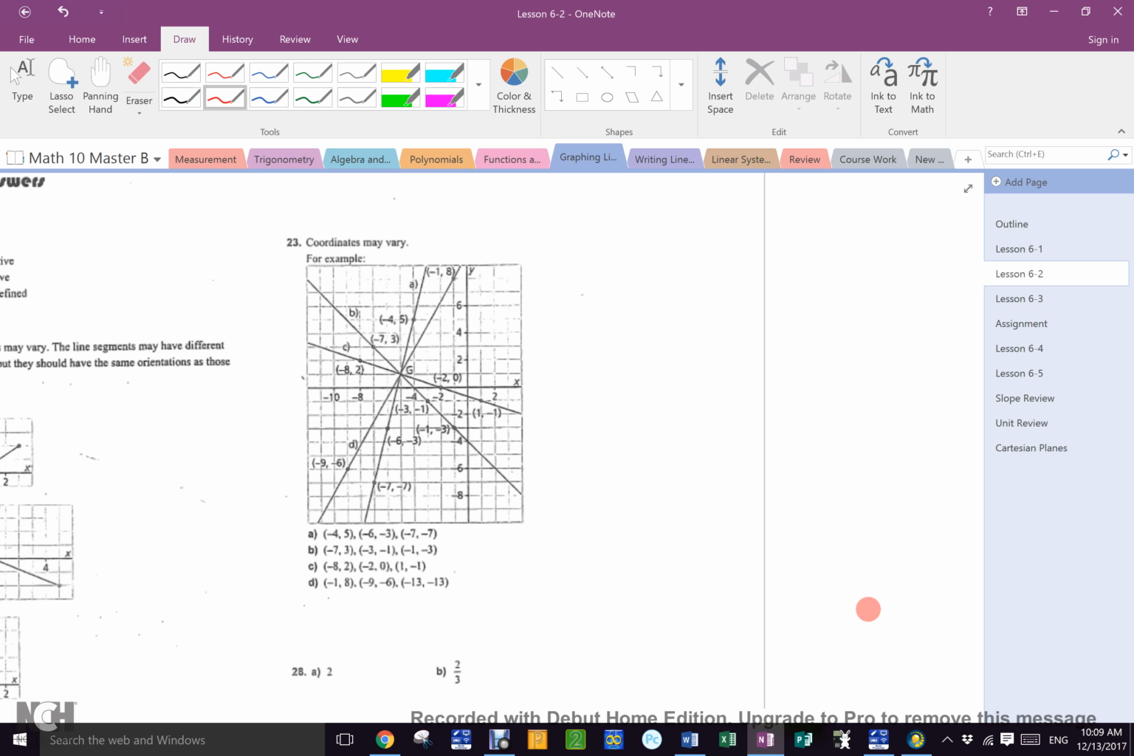Page 179 to page 179 to 189. That's what your quiz will cover tomorrow. I bet. Alright?